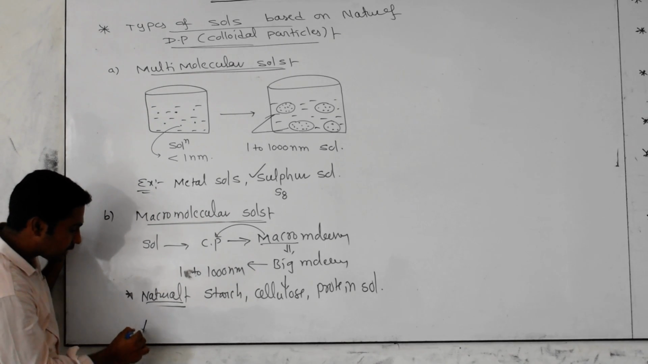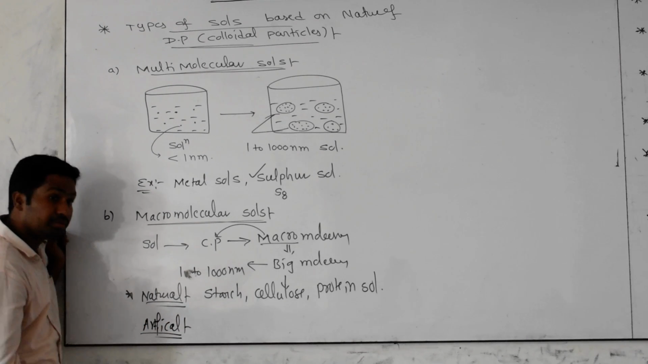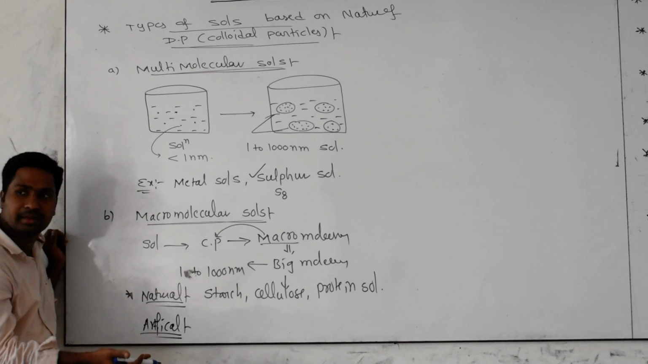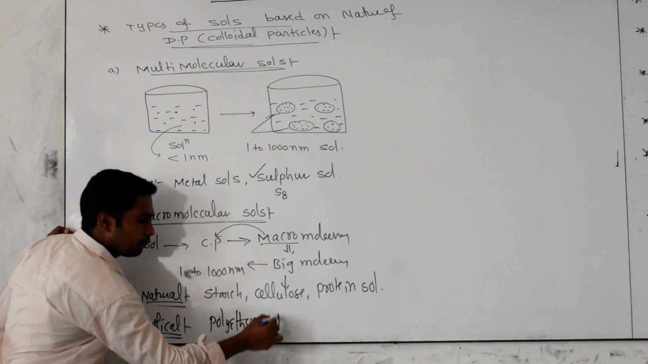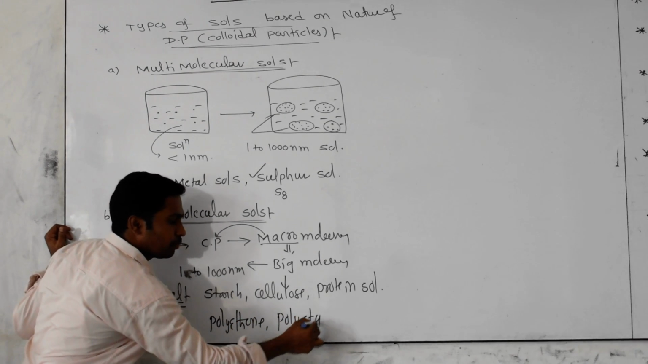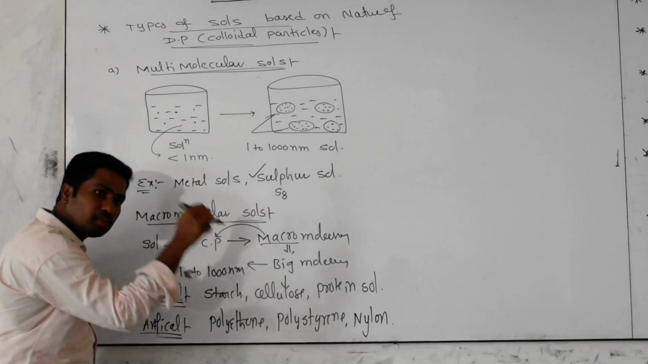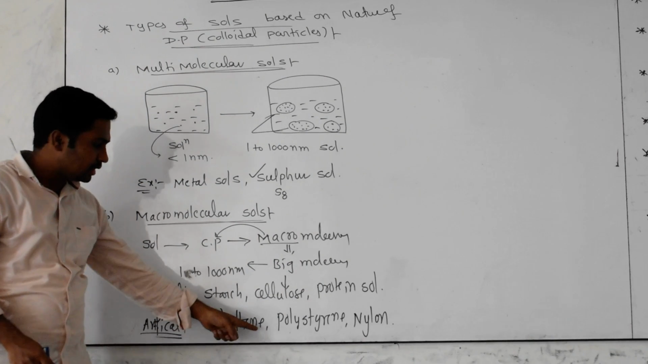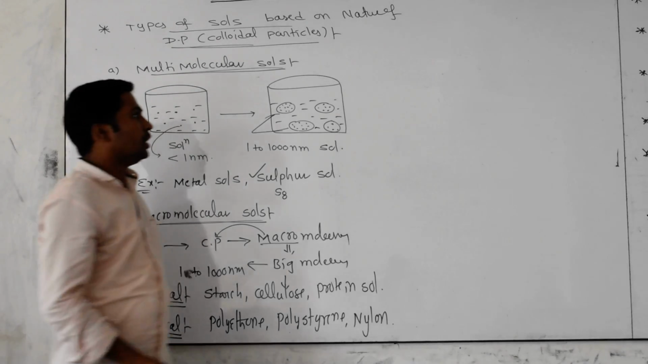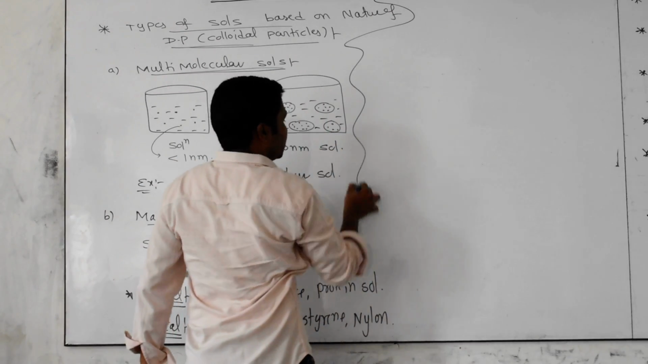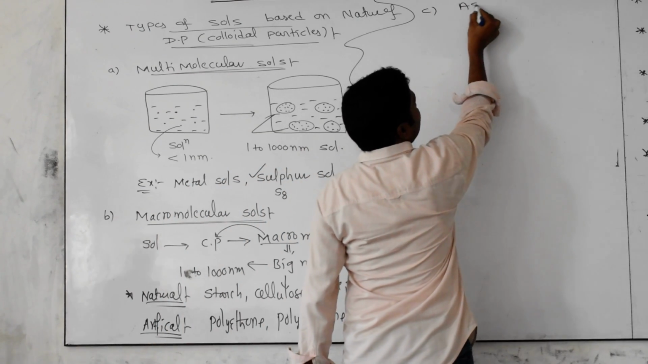And what is the synthetic or artificial type? Artificial macromolecular sols means we are preparing them, like polythene sol and polystyrene sol. It will come in the polymers concept, and nylon sol. These all are also big molecular colloidal particles that we are preparing. So we are calling them artificial macromolecular sols. Now we are discussing a very nice concept, the third category. It is nothing but associated sols.